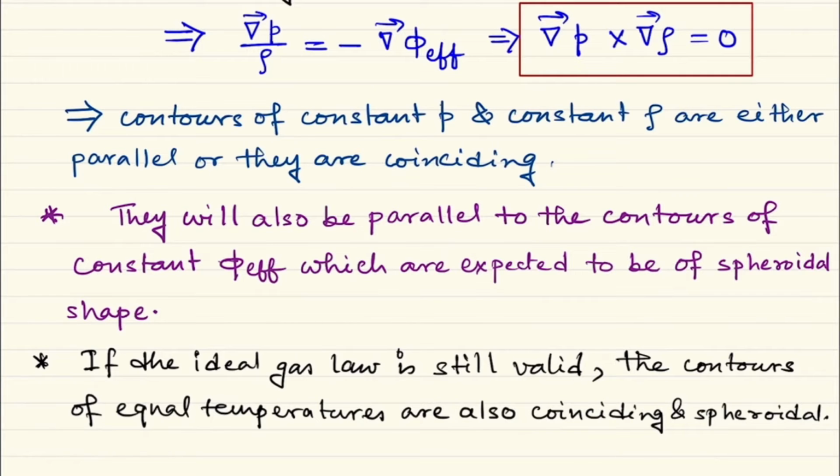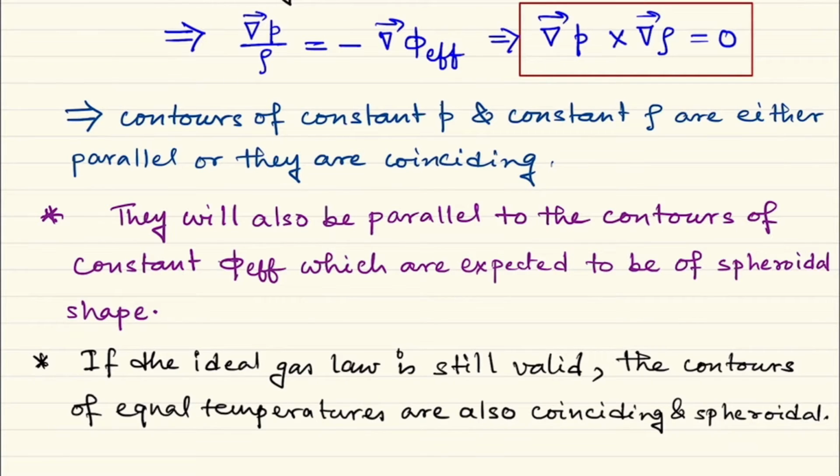So finally we now have three contours: the contour for constant p, the contour for constant rho, and the contour for constant phi effective, and all of them are either parallel or coinciding. Now if the ideal gas law is still valid here, which is a completely valid approximation because we are talking at moderately high temperature, where you can easily assume the gas to be ideal, then the contours of equal temperature are also coinciding and spheroidal.